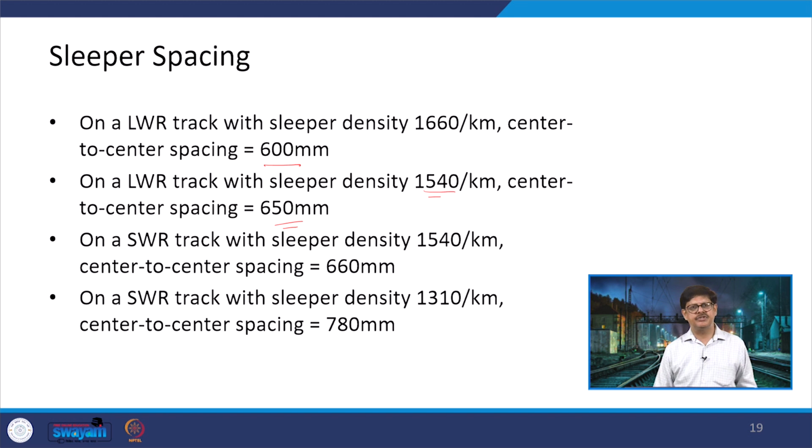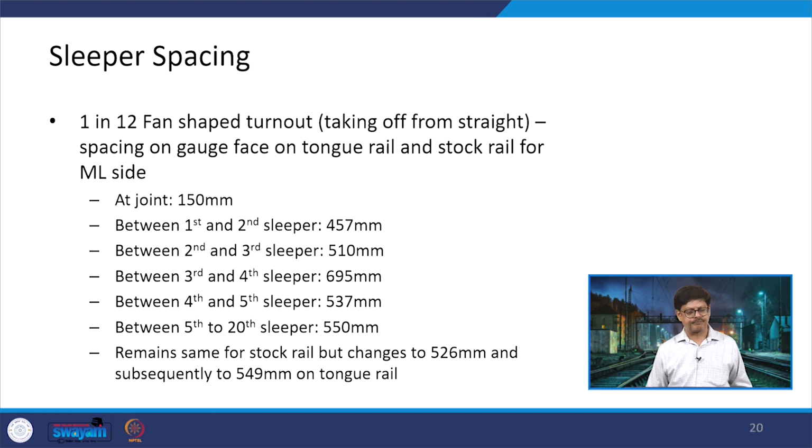Similarly, in the case of an SWR track with a sleeper density of 1540, it is 660, a bit different from 650. And if the density is lower, only 1310 per kilometer, then the value can increase to 780 mm. So, a further increase has been shown there.